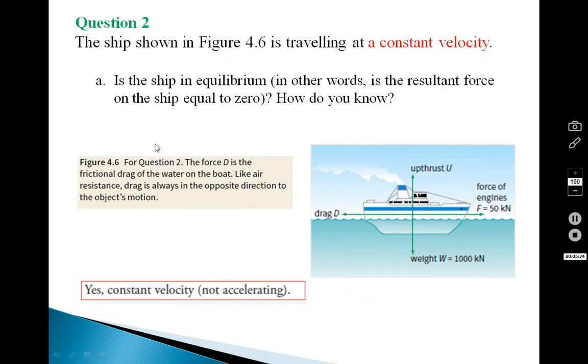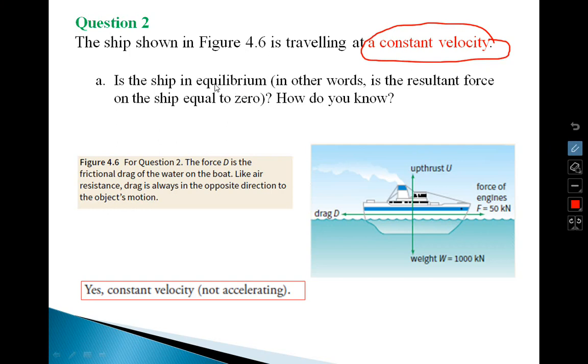Okay, now we will move to question number 2. Question number 2 is on the same page, page 56. In question 2, the ship shown in figure 6 is traveling at constant velocity. This is important.